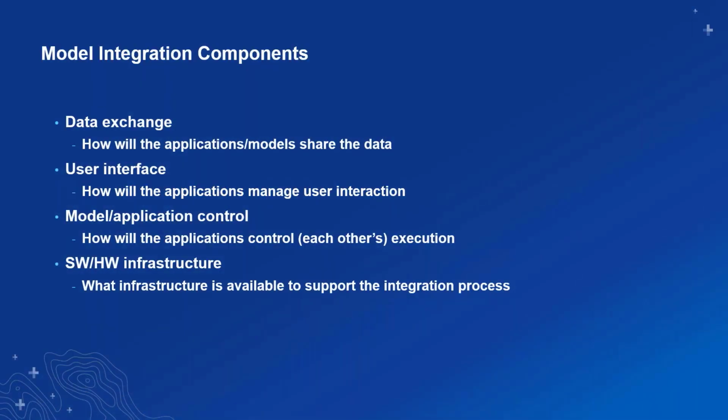When building an interface, there are a number of key elements that you need to consider. How the data will be moved between GIS and the model, what the user interface will look like, how is the control path between the 2 components, and what software and hardware infrastructure is there to support the integration. Based on all these factors and ultimately how the user will develop and run the system, the interface can take many shapes.